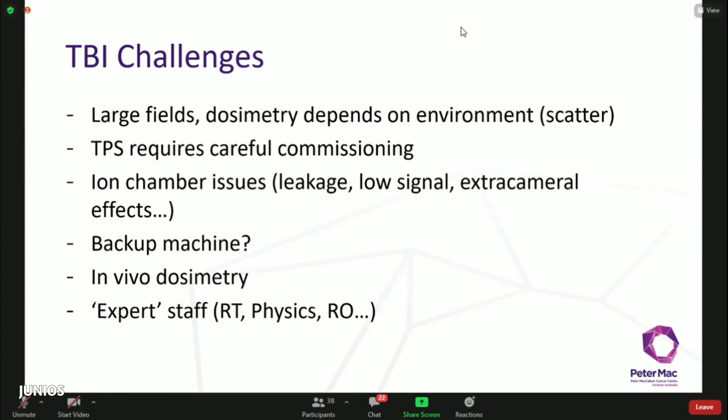Some centres are using an ion chamber in the field, some centres are using MOSFETs, or TLDs, or diodes, especially when a service is new. So in vivo dosimetry is quite important for TBI.